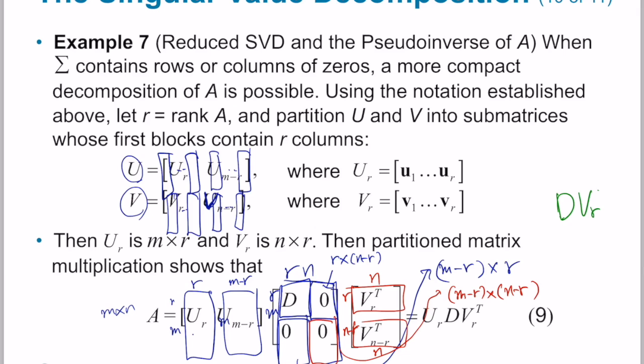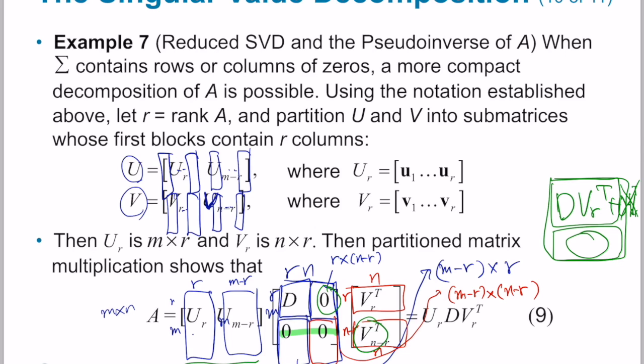D times V_R transpose, and then plus actually 0 times V_(n minus r) transpose, but this is 0, right? So we only have this part, okay? And then the next part is like multiplying these two 0 row vectors and this column vector, and so it will be simply 0, right? And so we will obtain a 0 block over here, okay?